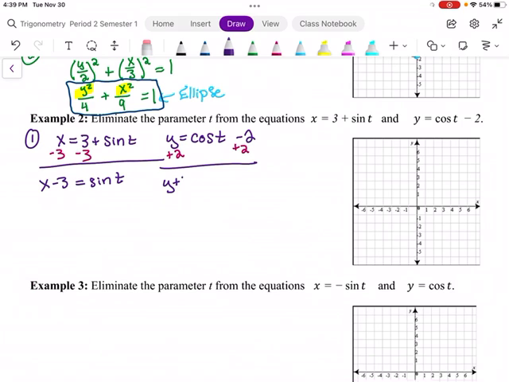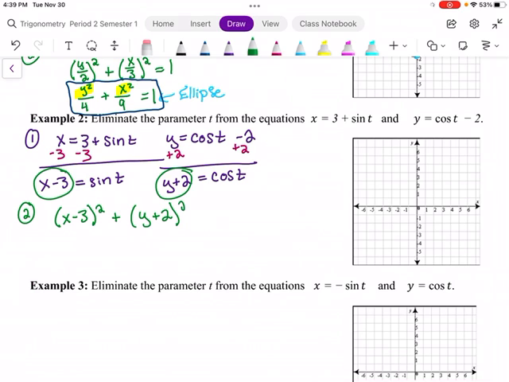Then we move on to step 2, and we are going to be substituting these values into our Pythagorean identity. So we're going to start with (x minus 3) squared plus our cosine squared of (y plus 2), and this is equal to 1. And if we look back at our equations, this is going to be a circle. We're not going to distribute these and multiply them out. We're just going to leave our equation like this.